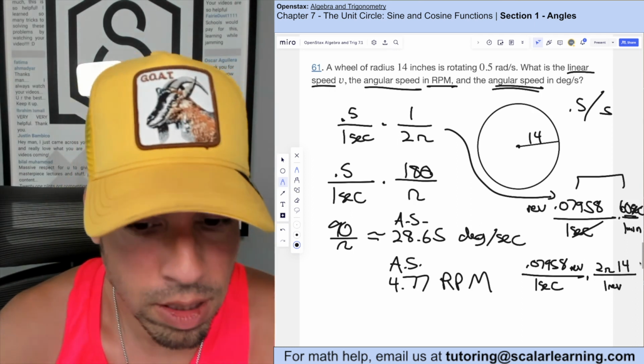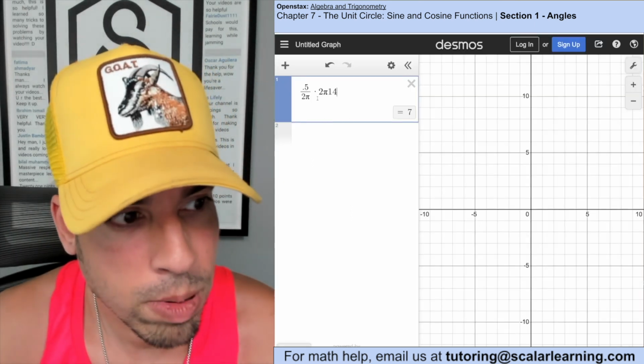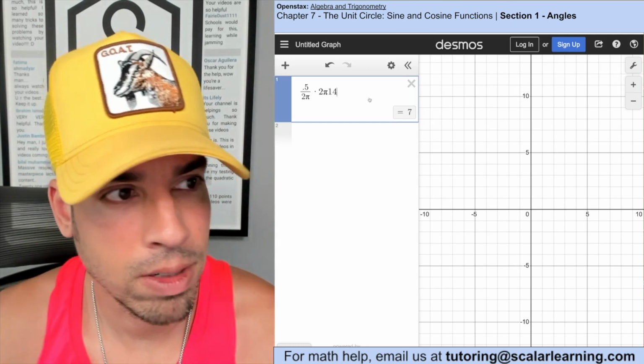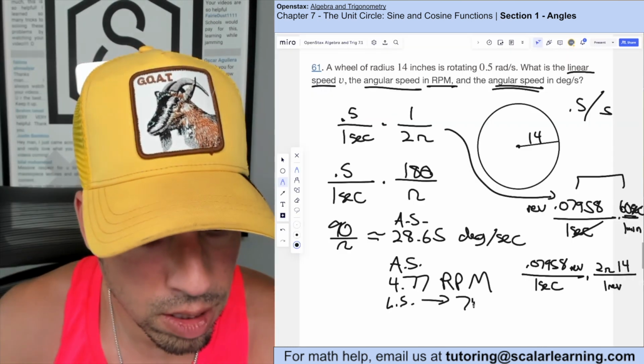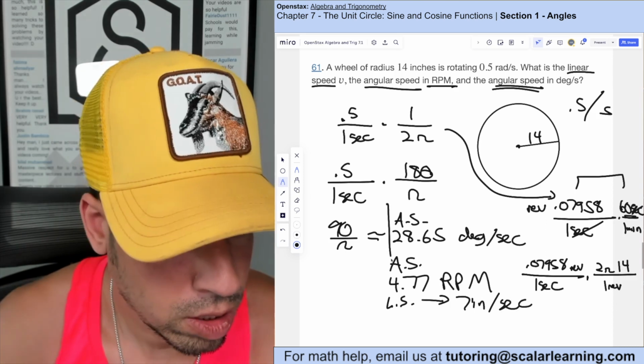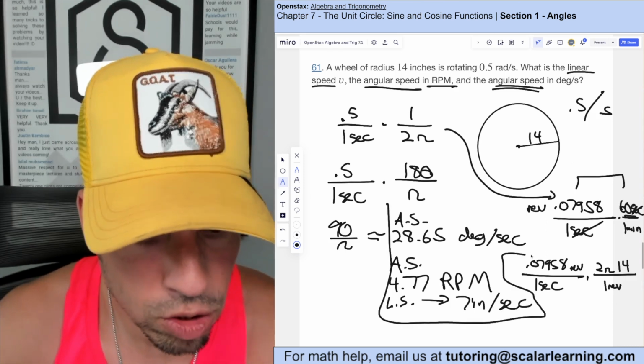So let's now plug this into Desmos. Let's see what we get. And when you multiply it out, look at that. We get exactly 7. So that linear speed is going to be 7 inches per second. So here are all of your answers.